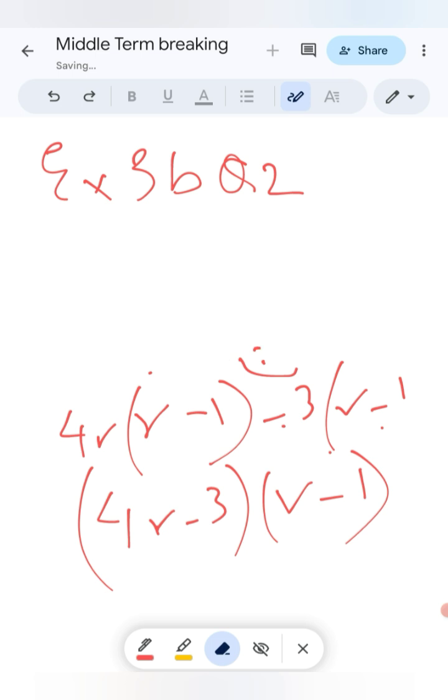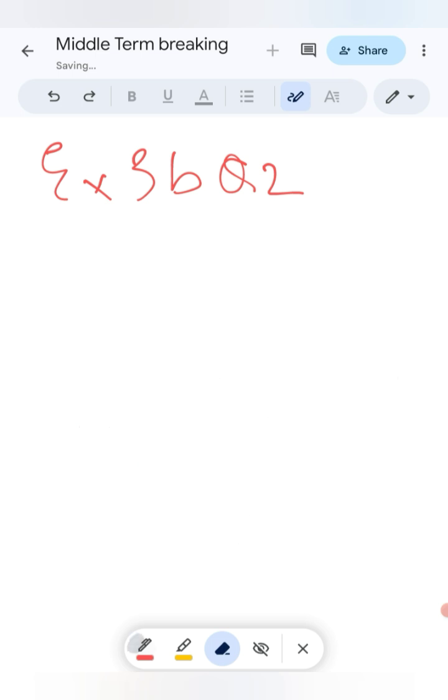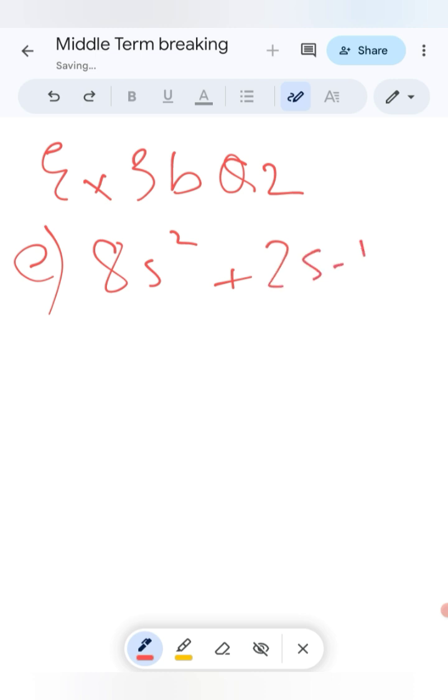Part E. Eight s squared plus 2s minus 15. Okay, now 15 into 8 is what of yours? 15 into 8 is 120, right? Now we know that 10 multiplied by 12 is 120, and when I subtract these two numbers, I get my answer 2, right? So let's do it like this.